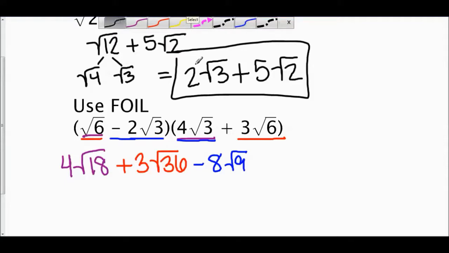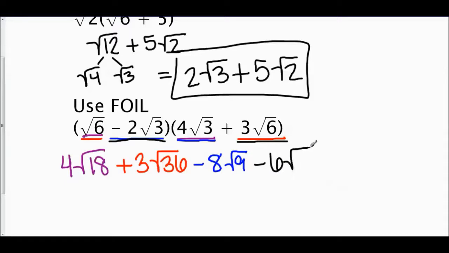And then our last terms are negative 2 times the square root of 3 times 3 times the square root of 6, which would be negative 6 square root of 18. So you should notice that you have those like radicals here of 4 times the square root of 18 and negative 6 times the square root of 18. You should also be seeing that I can simplify square root of 36 and square root of 9. Let's go ahead and start there.